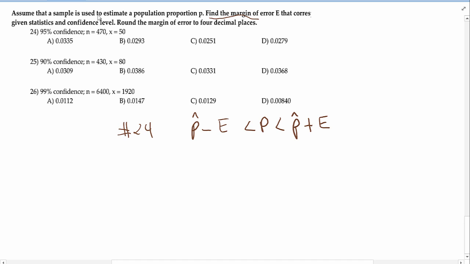Now, in this particular case, we surveyed 470 individuals. Out of those 470 individuals, 50 said yes to something, right? They correspond to the study that we're doing. So the proportion in the sample is going to be 50 divided by 470. That gives me 0.106.